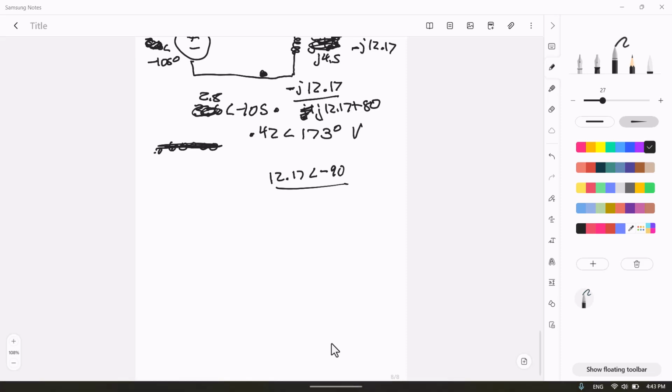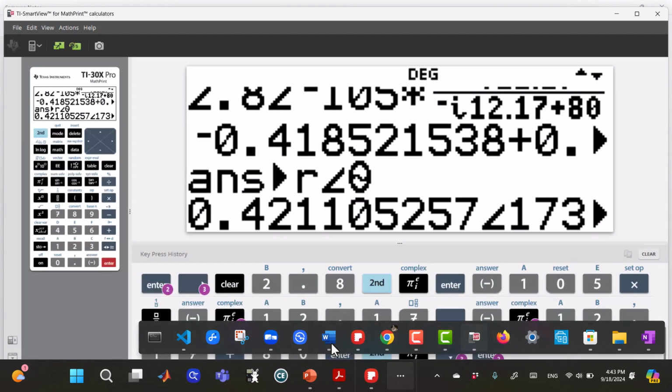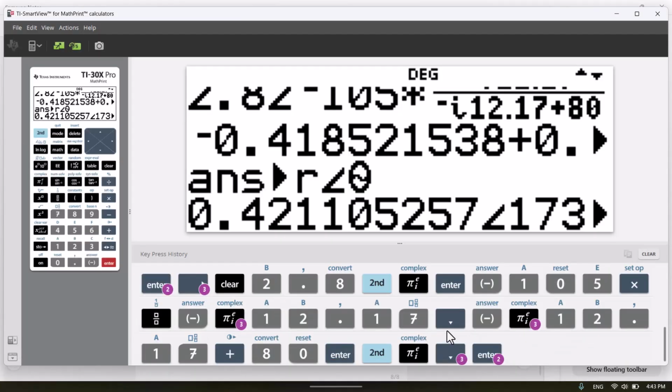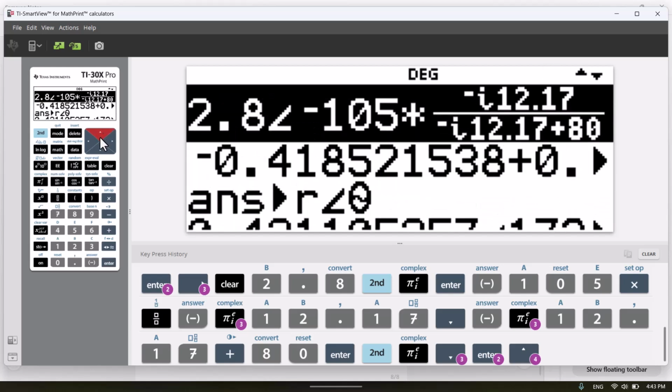So we would just plug it in the way that you did if we didn't have to. Yeah, I'll show you. Hold on. Except I think, did I type this in wrong? 2.8 angle negative 105 times negative J 12.17 over negative J 12.17 plus 80. They got something different than I did. I don't know why. It's supposed to be in degrees, right? Yeah.